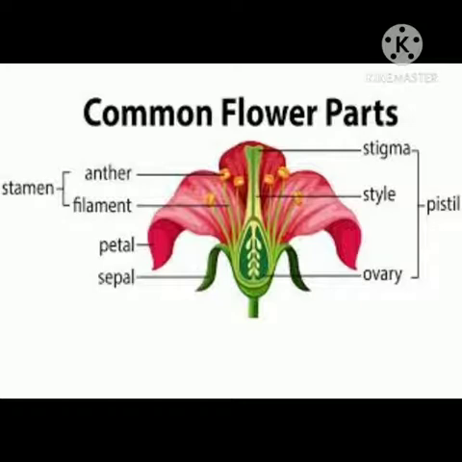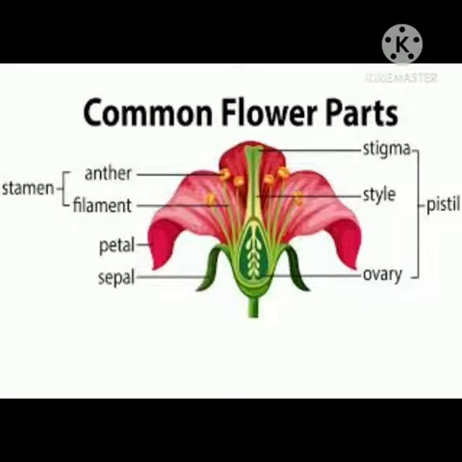Now let's study about sepals. Sepals make the outermost whorl of a flower and are green in color. The sepals collectively form the calyx. The function of sepals is to protect the inner parts of the flower during its initial stages of growth, when it is in the form of a bud.